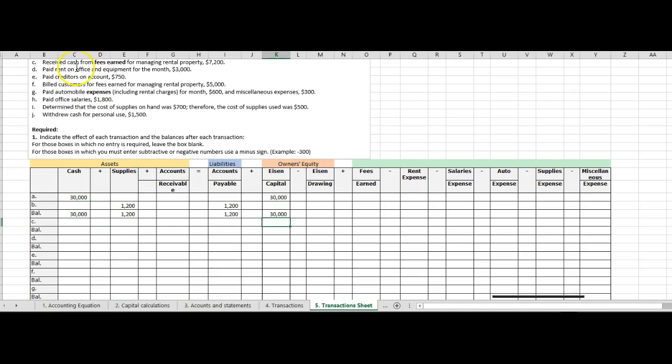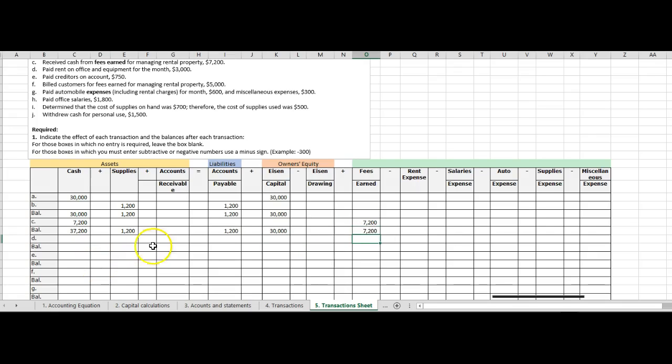So let's do C. We receive cash for fees earned for managing rental property, $7,200. So for C, my cash increases by $7,200, and my fees earned increased by $7,200. So again, I've got to tally all my balances. I have $37,200 here. I bring down the $1,200 here. I have $1,200 here. I have $30,000 here. And I have $7,200 here.